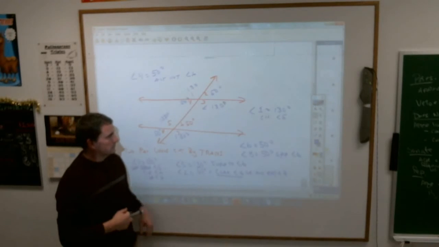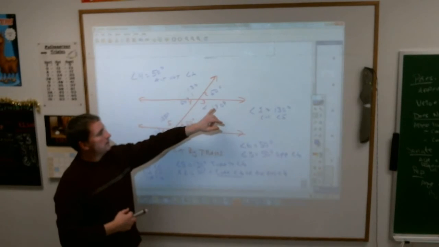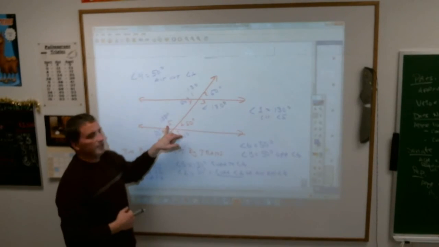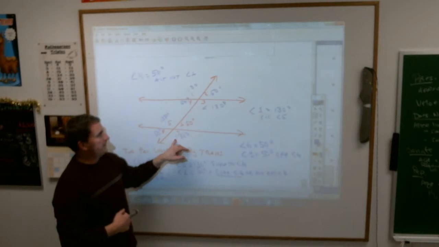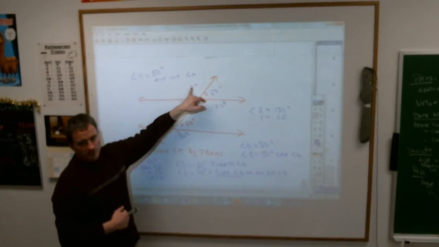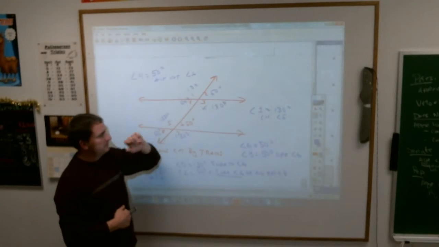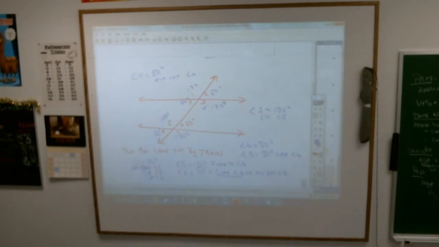It's alternate interior. Yep, it's an alternate interior angle with angle 5. It is also, Jacob, corresponding to angle 7. So, opposite angle 1. And not any other reason? I think that's pretty much it. And the book will ask you to prove those sort of things.